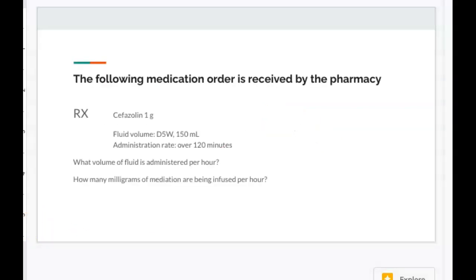Okay, the last problem I wanted to show you is this one. The following medication order is received by the pharmacy. So we have cefazolin, 1 gram. 1 gram is equivalent to how many milligrams? That's my first question I'm going to ask you, because we're going to have to convert that. So 1,000 milligrams is equivalent to 1 gram. So we're going to work with 1,000 milligrams. Our fluid volume is a D5W base, 150 milliliters, and then we're going to administer it over 120 minutes, okay?